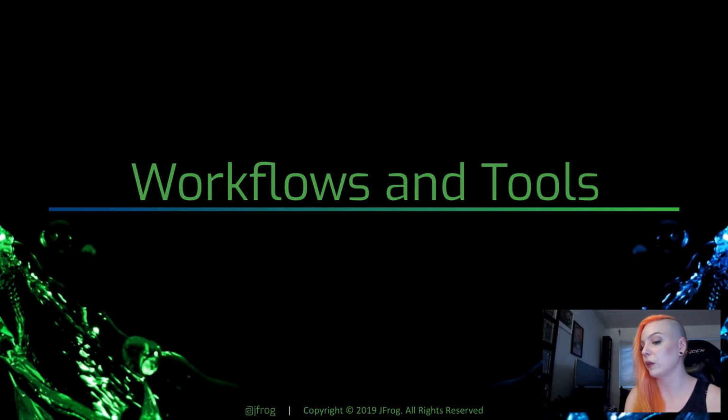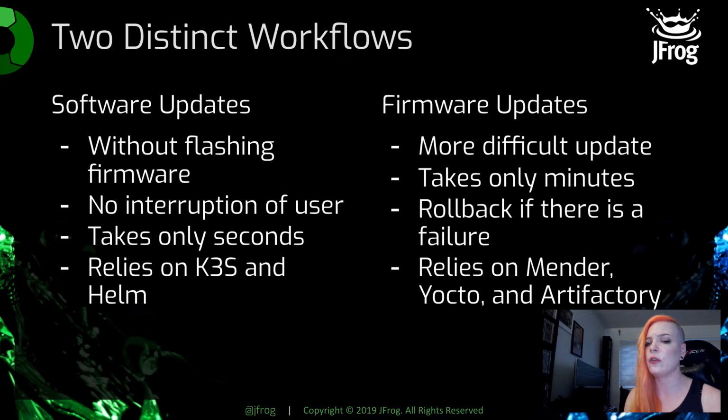So, the workflows and tools it took to make this happen: we had two distinct workflows showing off two distinct strategies for the proof of concept. For one workflow, we just updated software running on the car without flashing its firmware. It's very quick, it doesn't interrupt the user, and it supports rollbacks. This workflow relies on K3S and Helm. For the other, we updated the firmware itself in just a few minutes, with the ability to automatically roll back if a fault is detected. This one relied on Mender, Yocto, and Artifactory. All of the updates are scanned for vulnerabilities using Xray, and pipelines can manage the triggering of different events.